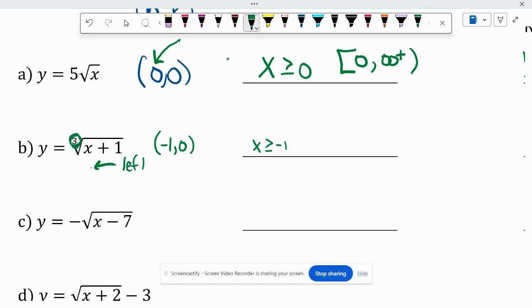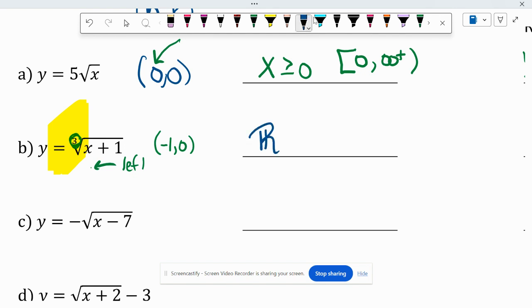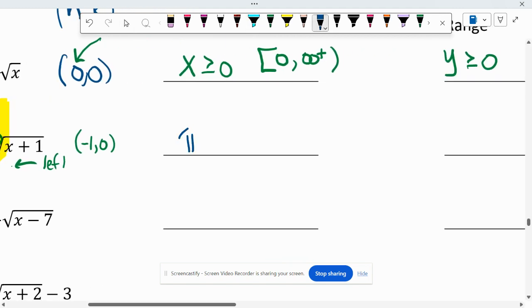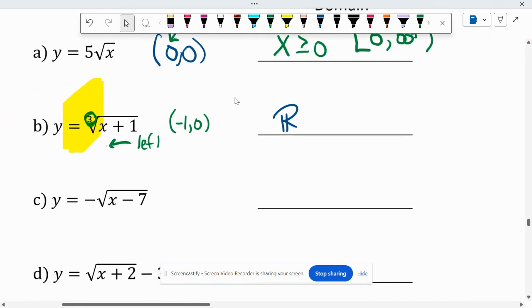Or what are they? What kind of function is this? It's a cube function. And what do we say the domain and range is of all cube functions? All real numbers. I don't know why that disappeared. All real numbers.